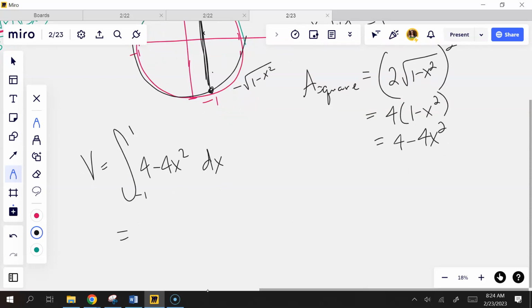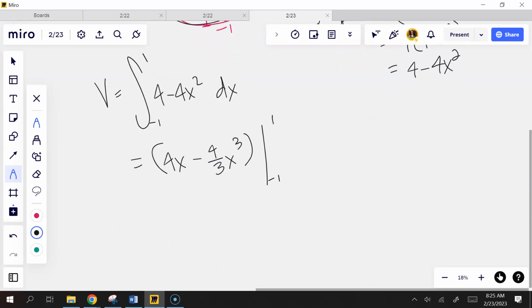What's the antiderivative here? 4x minus, crickets. What's the antiderivative of 4x squared? 4/3 x cubed. That's right. And I'm evaluating from -1 to 1. Do I? No, see, because it's definite. I've got bounds there. All right, so we'll plug in -1.